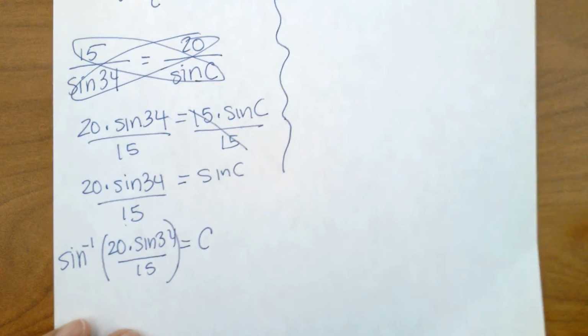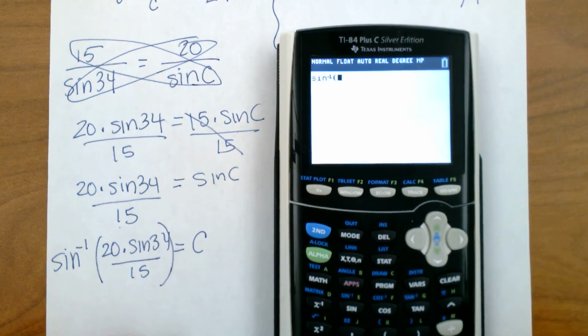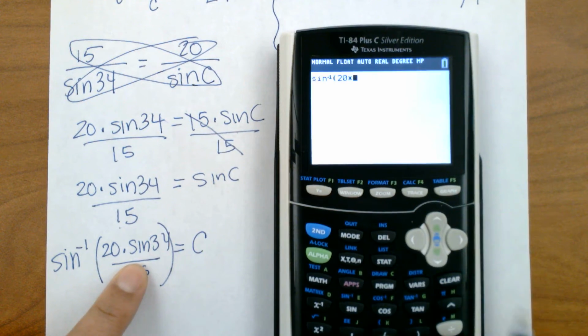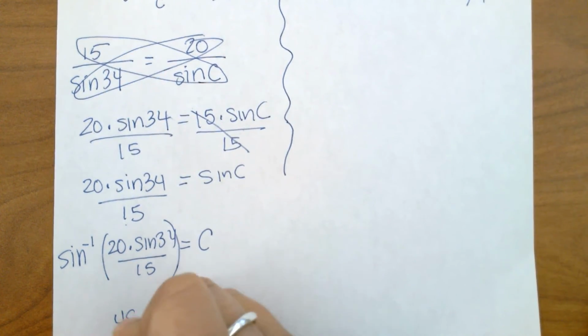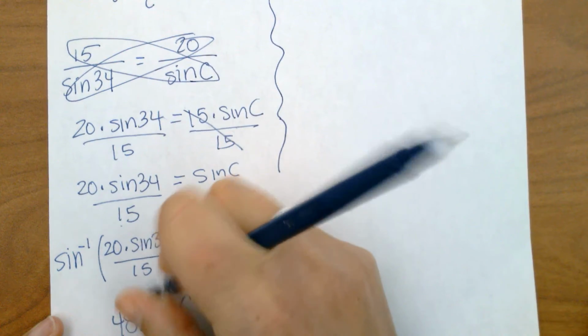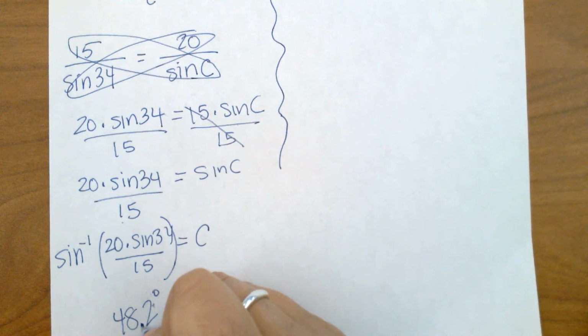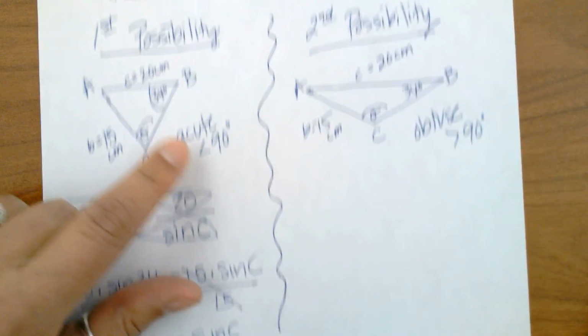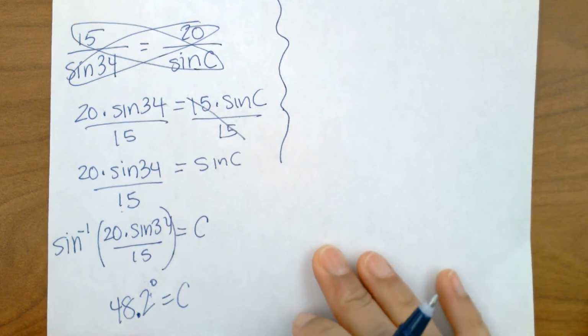And now I can do it all in one step. Bring my calculator over here. Let's clear that. Inverse sine, 20 times sine of 34, closing those parentheses, divided by 15, closing the first set, enter. 48.2. So C equals 48.2 degrees. So that is my first angle measurement. That is my acute angle measurement, because remember, acute is smaller than 90. So that's my first possibility.